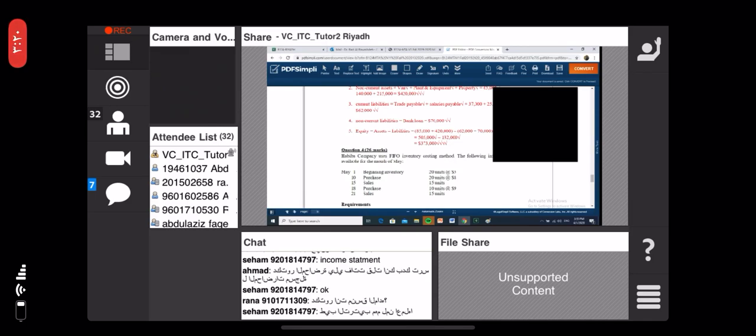Actually, you need to start with the income statement. If, for example, we ask you about preparing the income statement, balance sheet, and owner equity, you need to start from the income statement because the net income will be transferred to owner equity, and the capital and owner equity will be transferred to the balance sheet. So it's better to start from the income statement and owner equity, and last you can prepare the balance sheet.